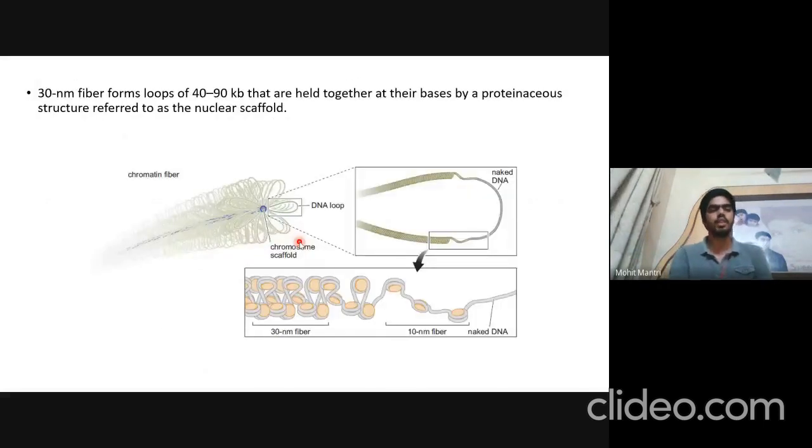Now this 30 nanometer fiber form further loops and condense to form a more compact structure, and this is known as chromatin fiber, and it forms a loop of around 40 to 90 kilobase pair that are held together at their base by proteinaceous structure, which is known as nuclear scaffold. So this blue region is the nuclear scaffold or chromosome scaffold, and around this the DNA is forming loop, and this DNA is made up of this 30 nanometer fiber. So this 30 nanometer fiber is further condensed and then held together by this chromosome scaffold.